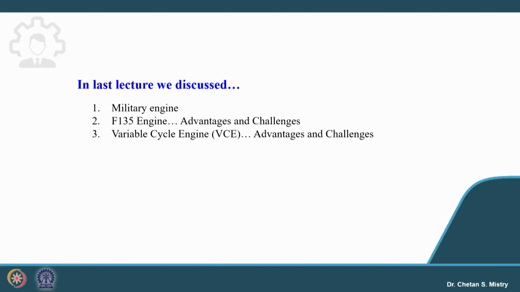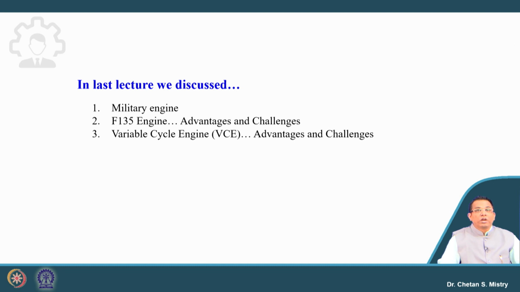In the last lecture, we were discussing military engines, in which we specifically mentioned the F135 engine, and we also discussed the variable cycle engine. Very importantly, we were discussing what we mean by the generation of aircraft engine for military purposes: generation 3, generation 4, 4.5, 5 and 6 generation aircraft.